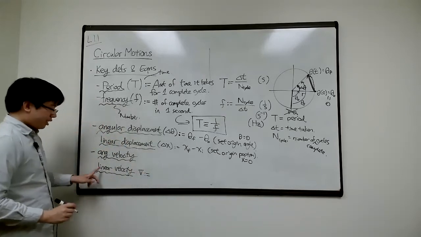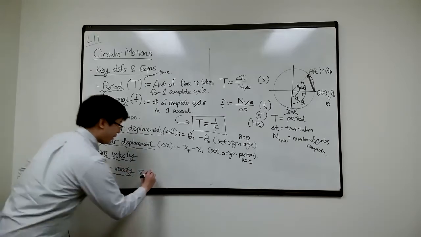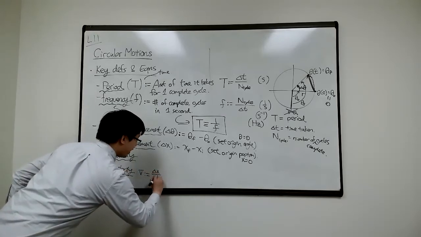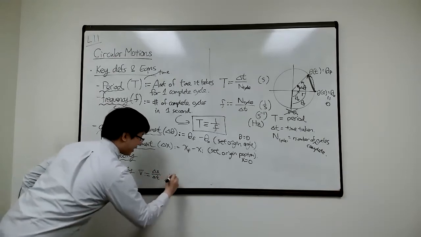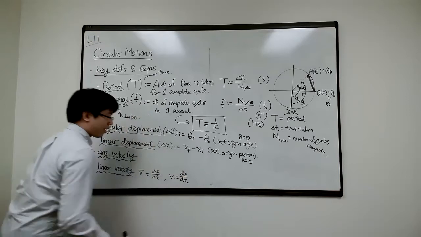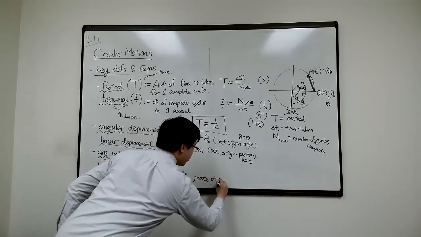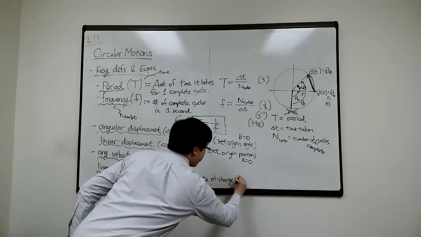Let's start with the average. Both of them can be average or instantaneous. The average linear velocity is delta x over delta t. The instantaneous velocity is dx/dt. If you want to write that in words, it's the rate of change of displacement.